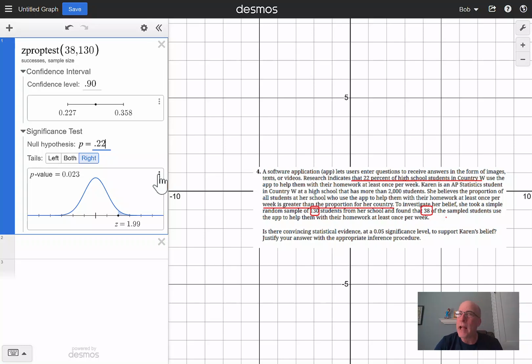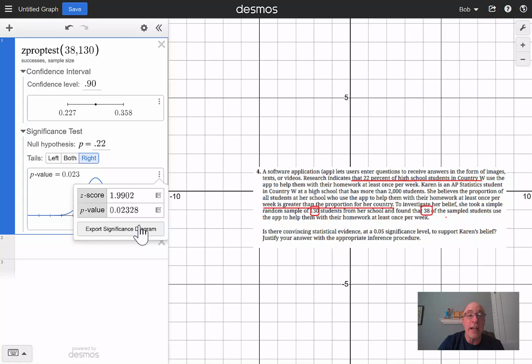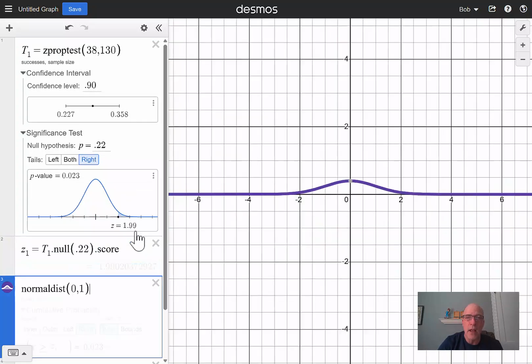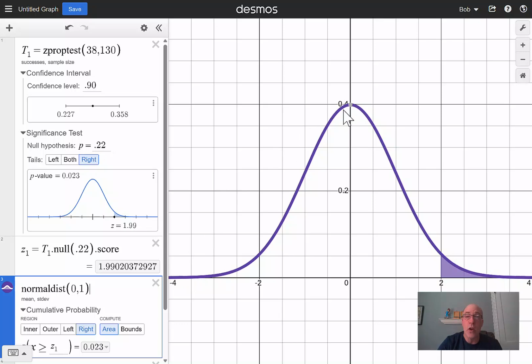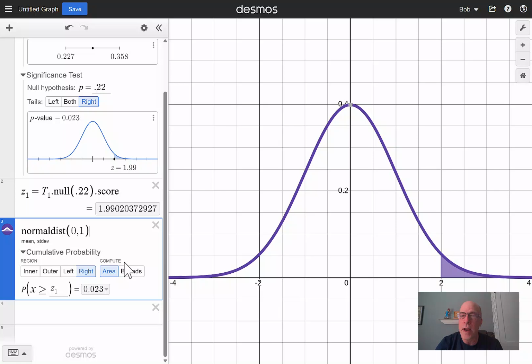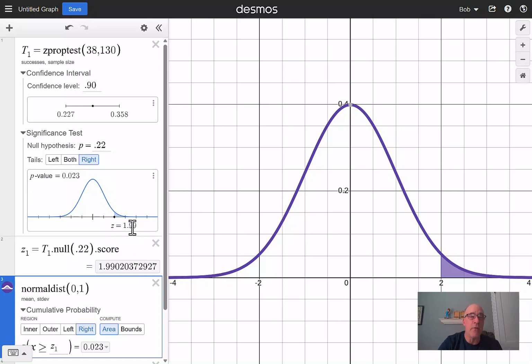Whenever we see 3 dots, that's a place we might want to investigate something. So here, 3 dots, I can export the significance diagram. Let's go ahead and do that. Oh, there it is. So here's our nice Z-curve, our normal curve here that portrays the actual area as a Z-score of 0.023. So we can get that drawing out of there if we need it.